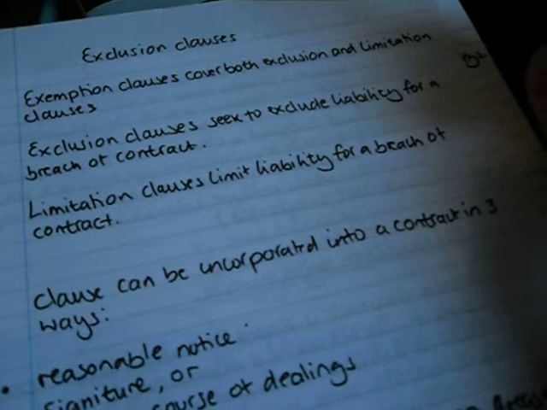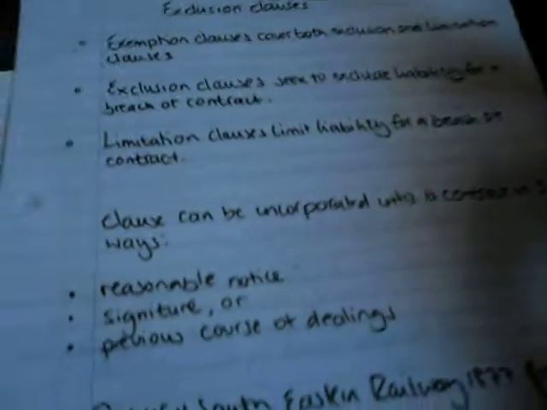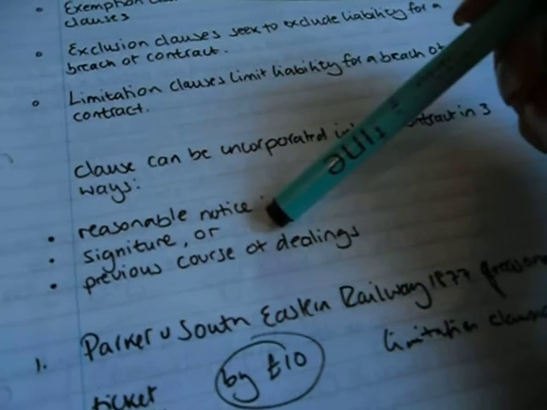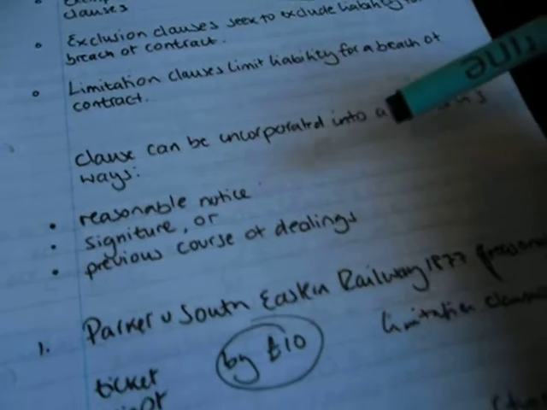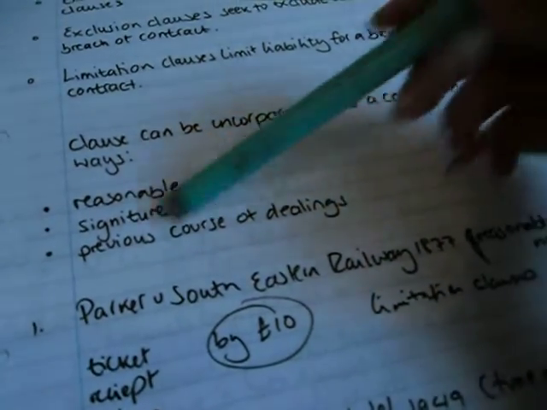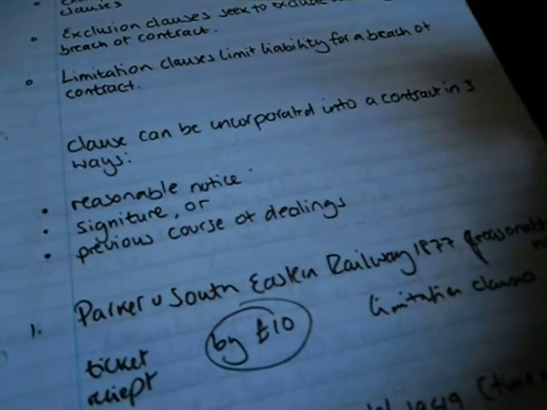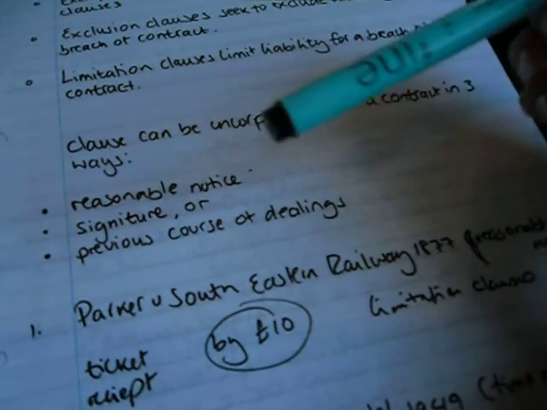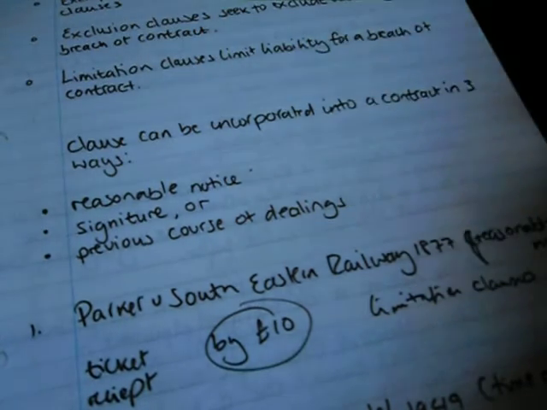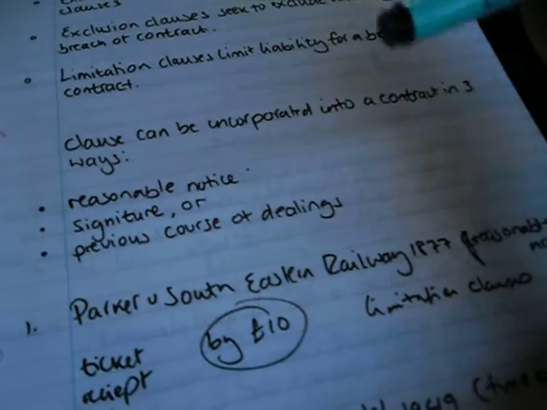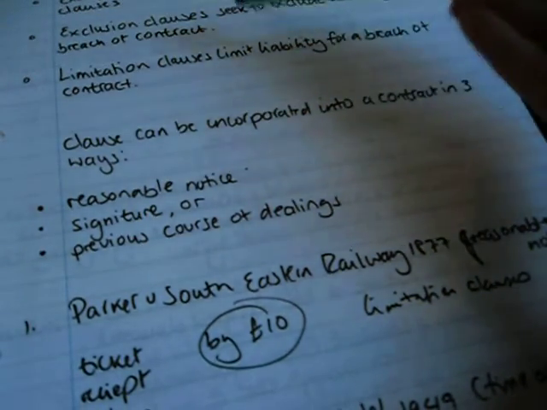There are three ways in which a clause can be incorporated into a contract: by reasonable notice, signature, or previous course of dealings. Now, we'll look at a couple of cases. In order for a clause to be incorporated into a contract, it's important for the clause to be brought to the attention of the other party. So if a company is attempting to rely on a clause, they have to ensure that the other party is aware of the clause.